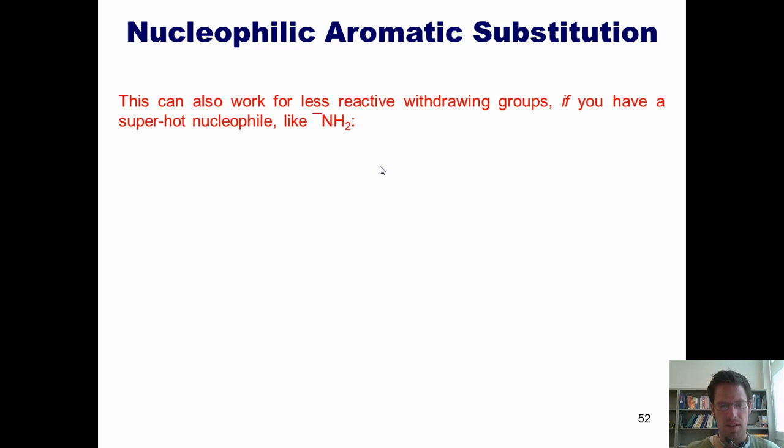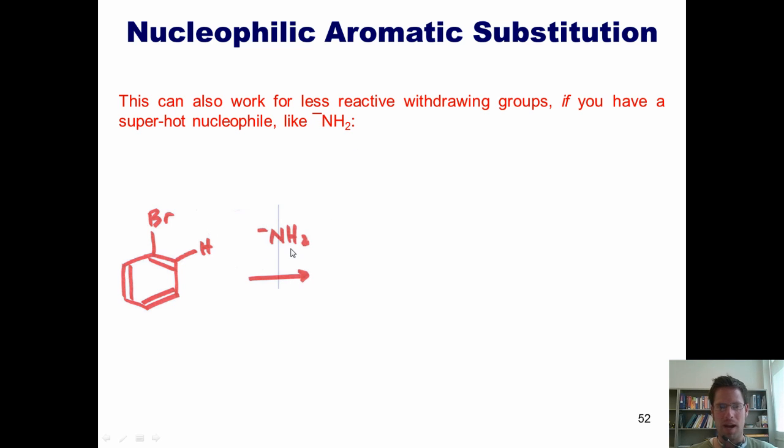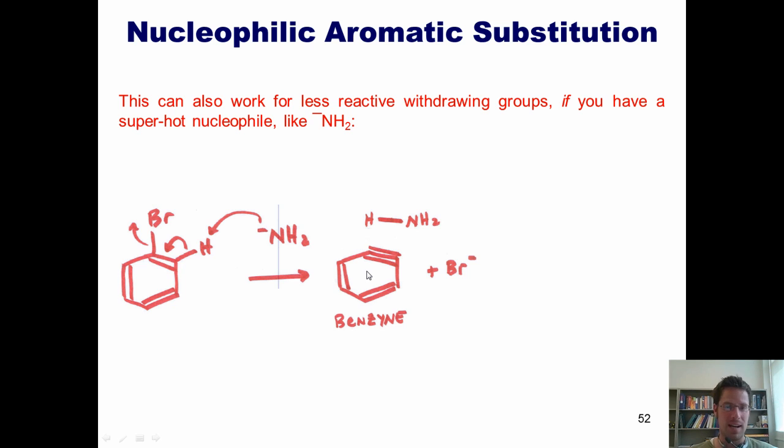Now, interestingly enough, this reaction also works for less reactive withdrawing groups, such as this bromine, if you have a super hot nucleophile like NH2-, which is called sodamide. Here's the reaction mechanism. Our NH2-, which is a super hot nucleophile, much more reactive than an OH-, thrusts its electrons in to this hydrogen that's on the carbon adjacent to this bromine. It does what looks like an E2 elimination to kick off the bromide and temporarily forms this intermediate right here. This intermediate is called benzyne.